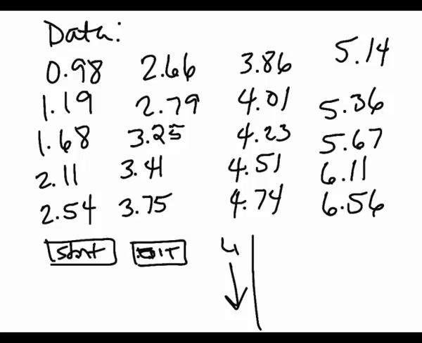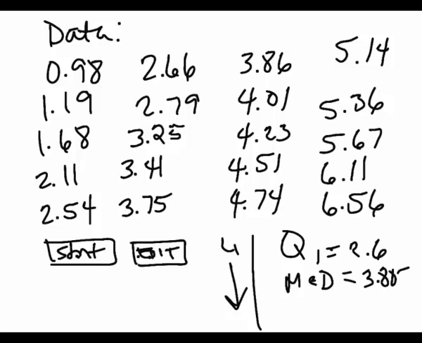If you scroll down, you'll actually see Q1, and Q1 is 2.6. Then if you keep scrolling down, you have the median. Remember, the median is your Q2. So that's 3.805. And then if you scroll down one more time, you get your Q3, which is 4.94.